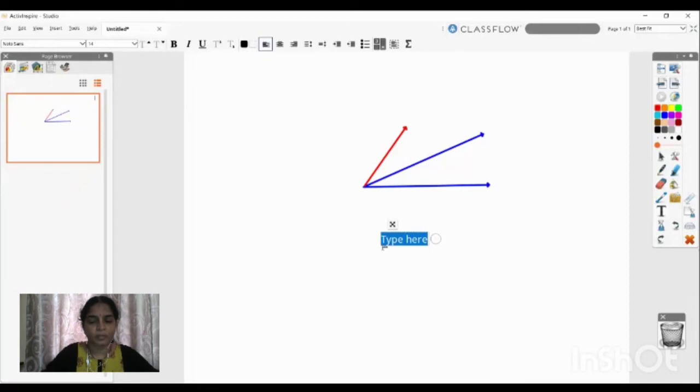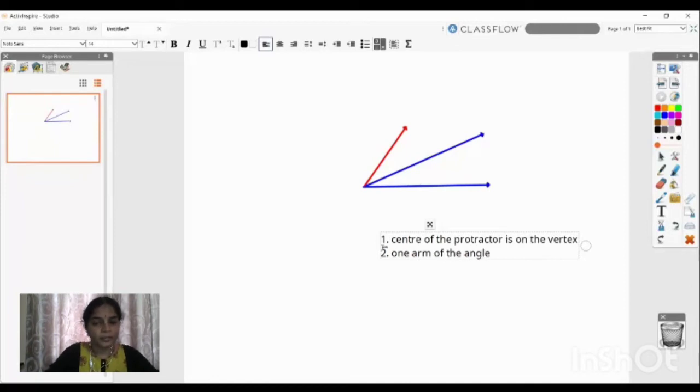There are three points to be kept in mind. First point, the center of the protractor is on the vertex. That's the first point you have to check. The second point is one arm of the angle on the zero line of the protractor. Next, third thing, the curved line that you marked, that angle is inside the protractor. If you take care of these three things, then your measurement of angles will be proper.